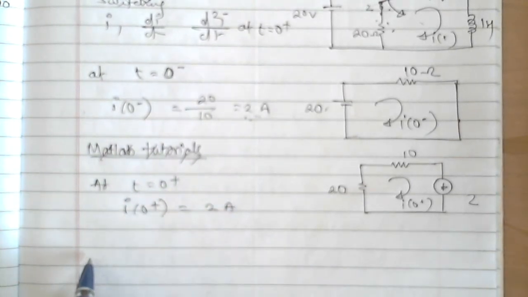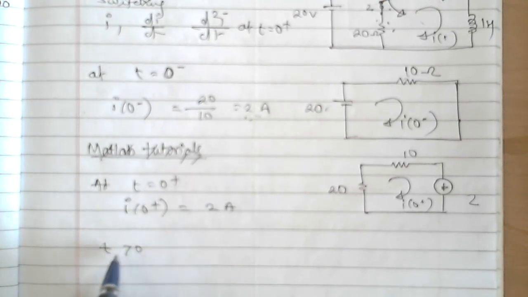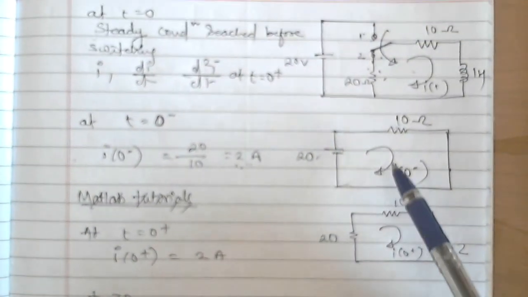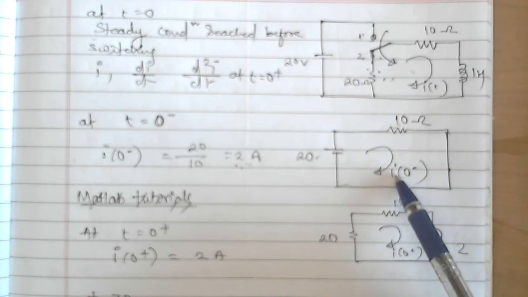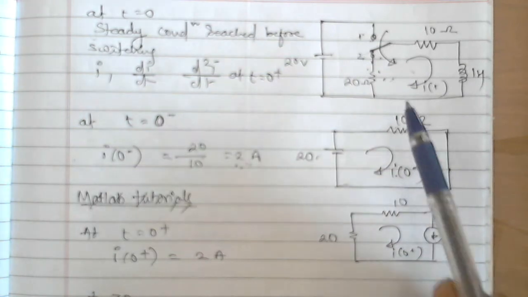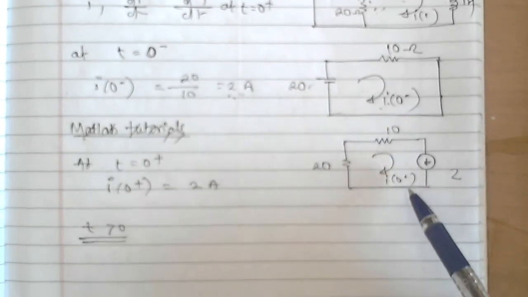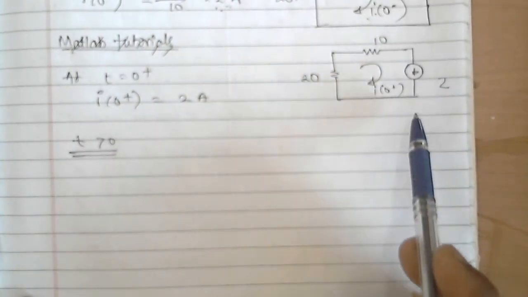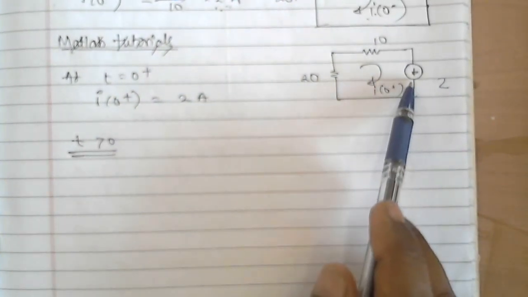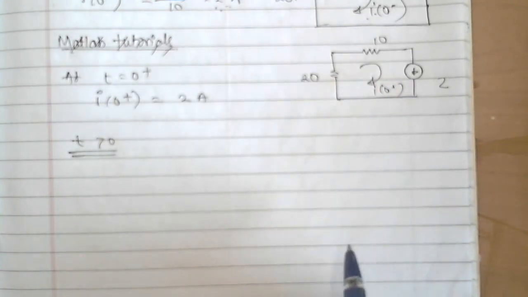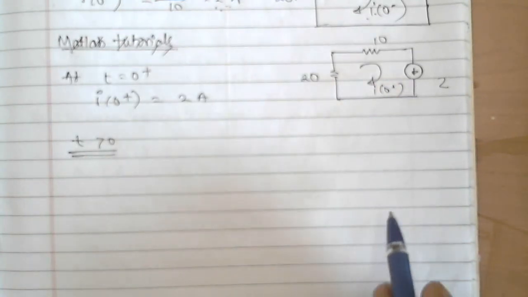Now the twist is, let's draw the circuit for t greater than 0. This was the given circuit, this is before switching, and this is just after switching. Now after some time, what will happen? The inductor is having a current of 2 ampere. At the same time, it will act as an inductor itself. It will try to store energy.